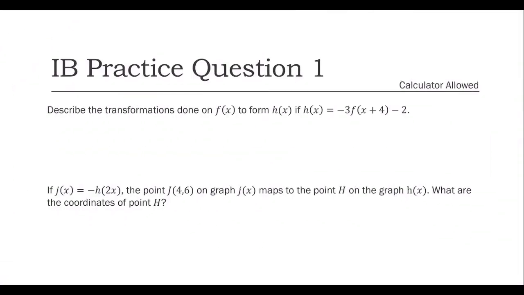So here we have our first IB practice question. It says, describe the transformations done on f of x to form h of x if h of x equals negative 3 f of x plus 4 minus 2.